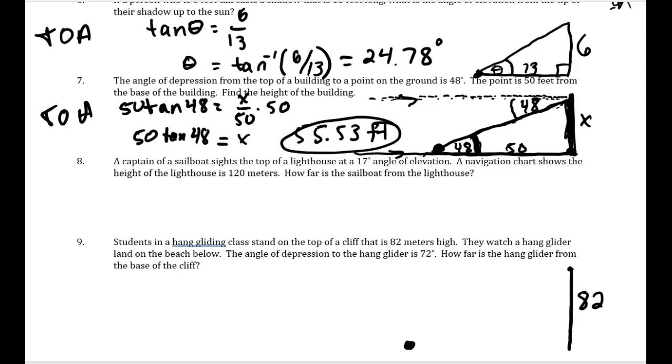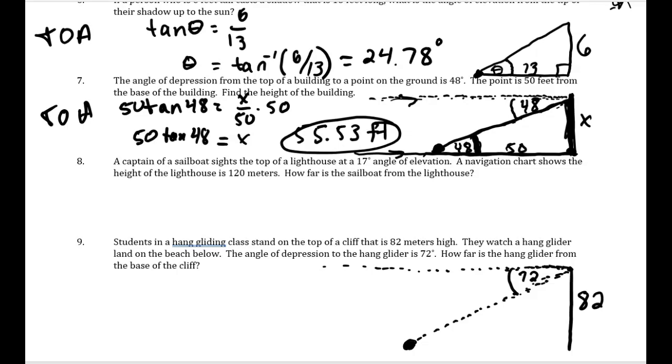So if they're on top of the cliff, here is the horizontal if we're looking straight out. They're not looking straight ahead. They're looking down at the hang glider who has landed on the beach. The angle of depression is made from looking straight out to the angle they're looking down at. So this angle here is the angle of depression. It's 72 degrees. The question then is, how far is the hang glider from the base of the cliff?